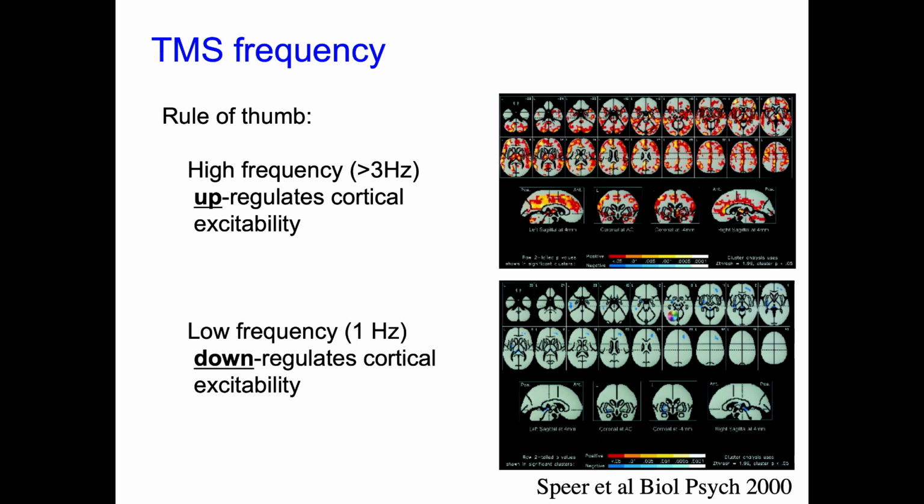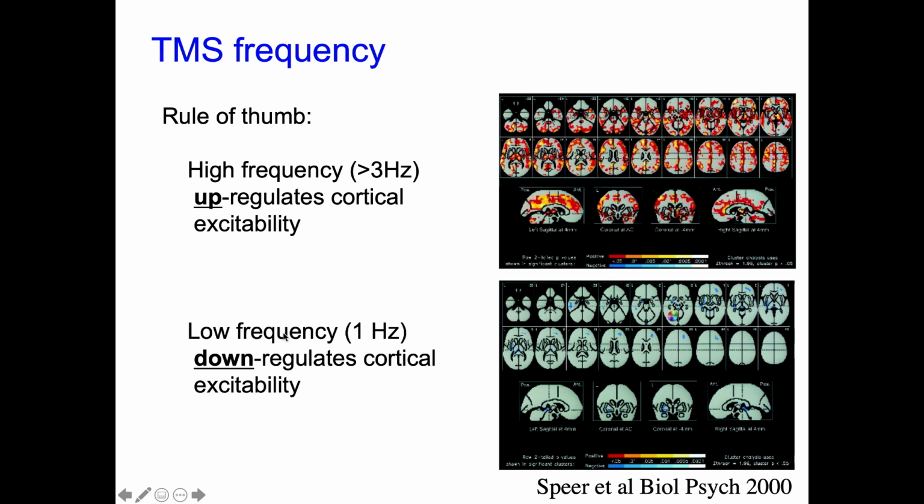One of the first parameters that we found that had very different effects was the frequency. And sort of a rule of thumb that we found was that if you use high frequency, which means greater than 3 times a second, and high frequency tends to go from 3 times a second up to, when you're doing trains, about 20 or 25 hertz, okay? That tends to make the brain more excitable. And you can see here with a PET image, that stimulating right here activated a very large amount of cortex when we actually measured the PET activation of this high frequency stimulation.